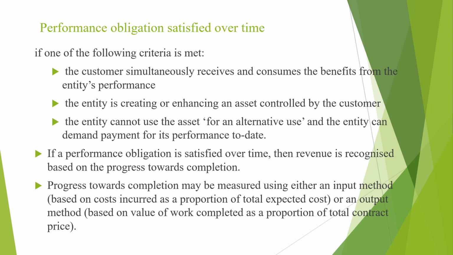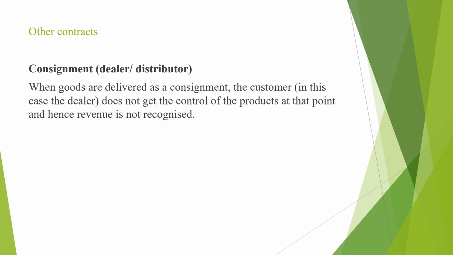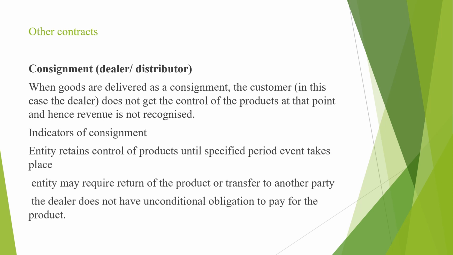This we'll be studying in detail when we do the contracts. Now, there are different types of contracts, other contracts. One is consignment or dealer. So, when goods are delivered as a consignment to the customer, in this case the dealer, he does not get the control of the products at the point and hence revenue is not recognized by the entity.